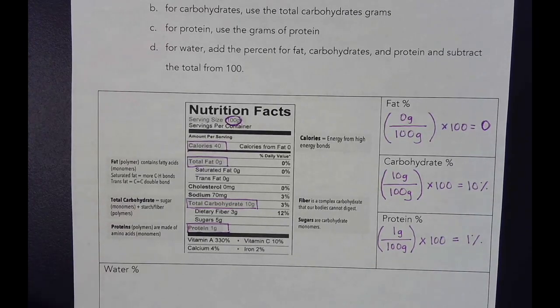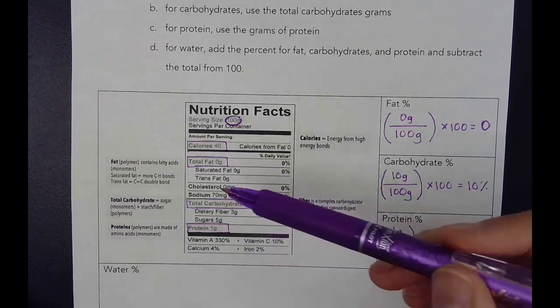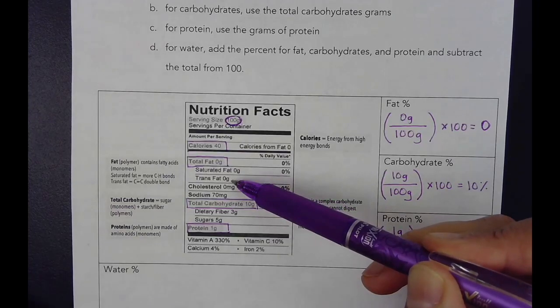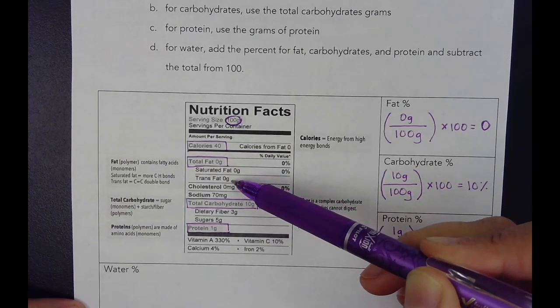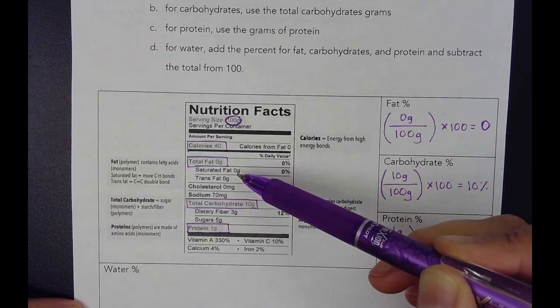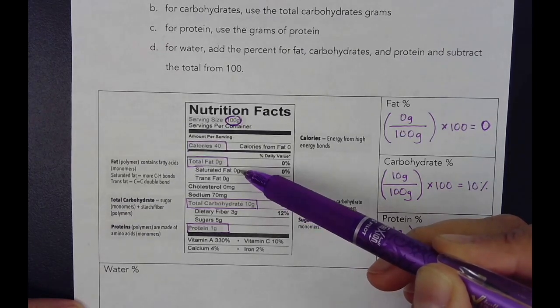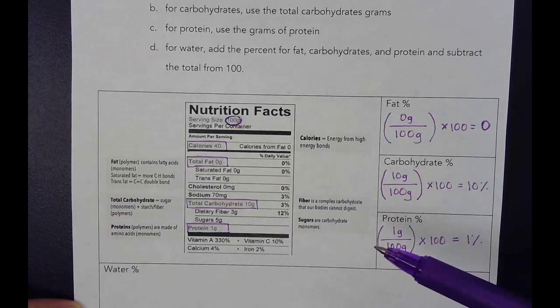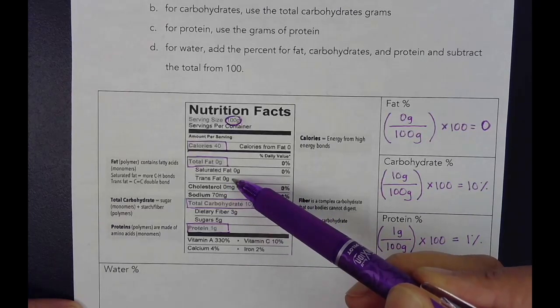Now you'll notice that there are a bunch of other things on here. Our total fat is broken down into saturated and trans fat. Those are just 2 different types of fat, and depending on how many double bonded carbons there are, it's going to change how much hydrogen there are in those fat molecules. We'll talk about that a little bit later, but those are just 2 different types of fat.